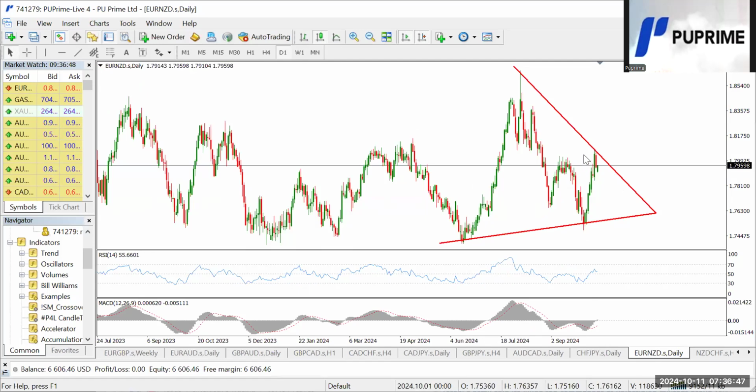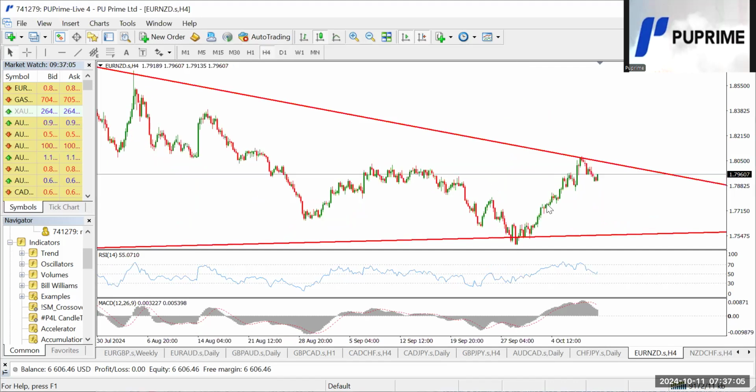I'm seeing a pattern that looks like a symmetrical triangle. In a symmetrical triangle, we have the wave up, second wave down, then the wave up. So the next wave should be the wave down, technically speaking, and all things being equal. That's on the daily time frame. If you flip over to the 4-hour, I'm seeing the formation of a head and shoulder, which may aid the wave downwards. So that's what I'm seeing at the moment.